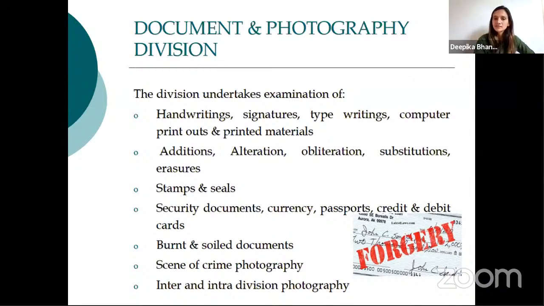Then security documents such as currency, passports, credit and debit cards, then burned and soiled documents, then scene of crime photography, then inter and intra division photography. If it is required to document this evidence, that is done by the photography division.